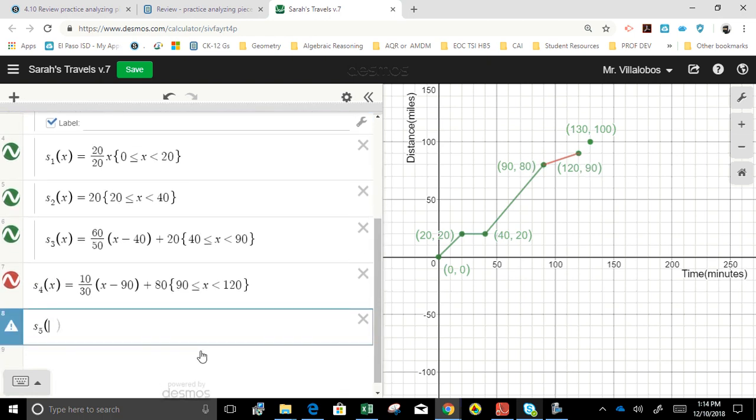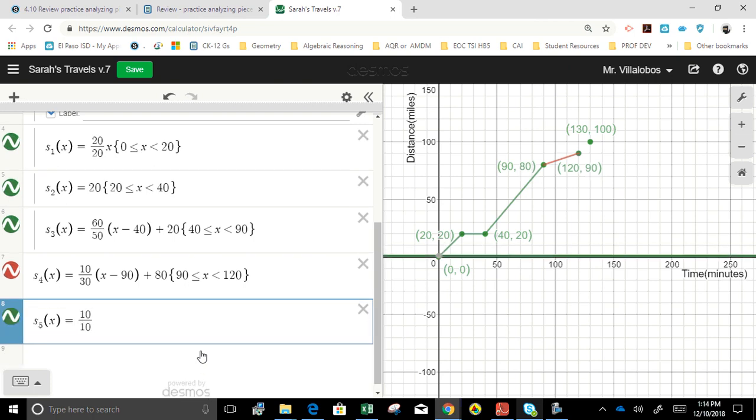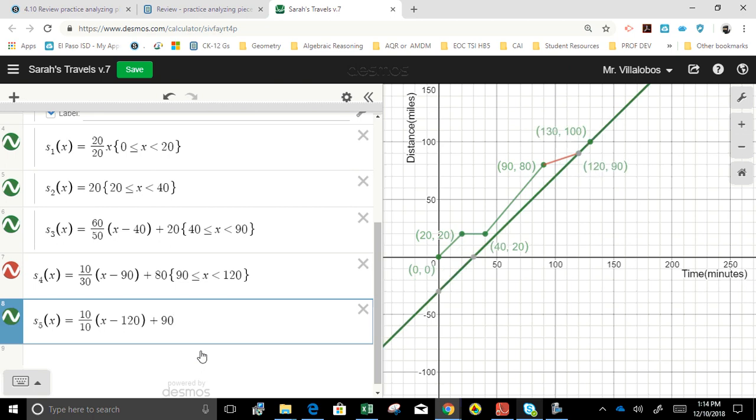S5 of X equals. What was her slope? 10 divided by 10. 10 miles in 10 minutes. X minus, what minute should I be at? 120. But I have to be up at mile 90. She's at mile 90, but she only did that for the next 10 minutes, which was from minute 120, less than or equal to X, less than or equal to 130. And that completes the graph.